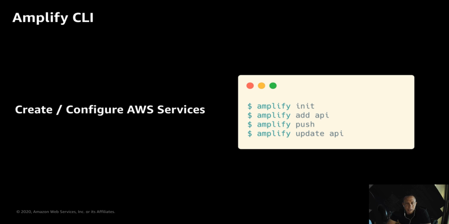The CLI workflow looks something like this. You initialize a project, you add features, and then you push deployments, and then you make updates, and then you run additional pushes to push those updates to your backend resources.